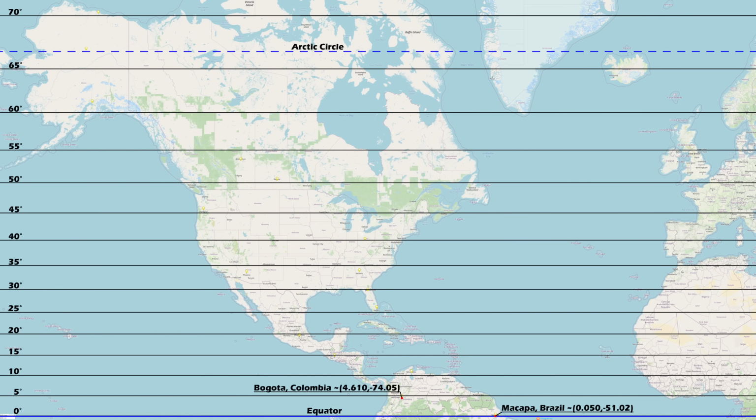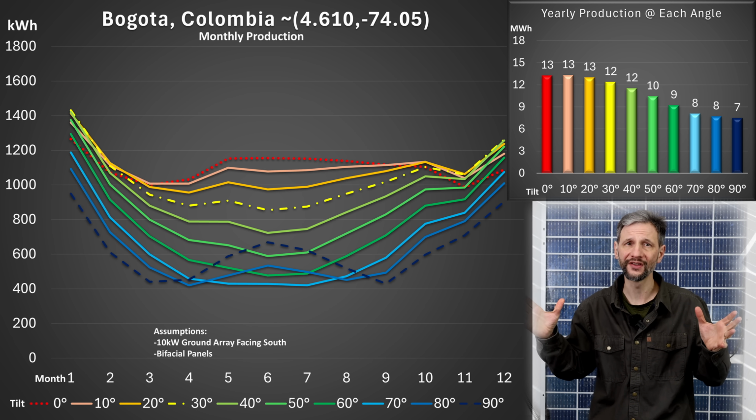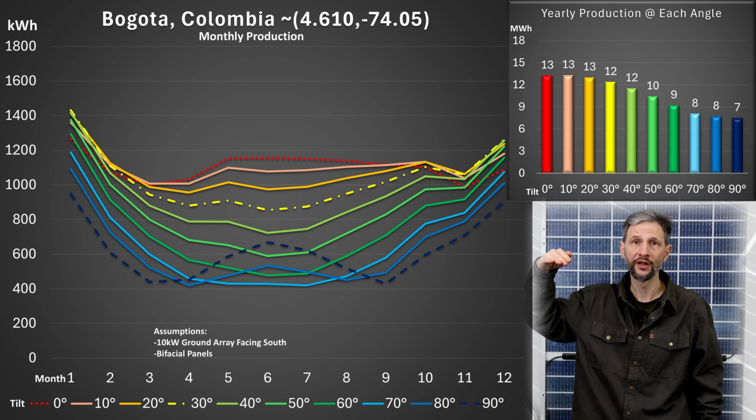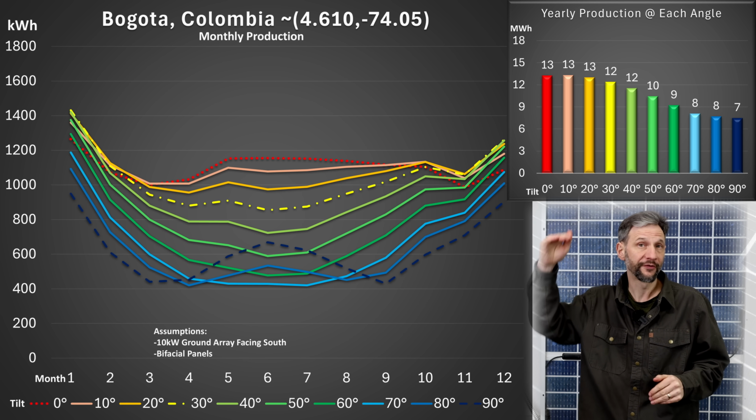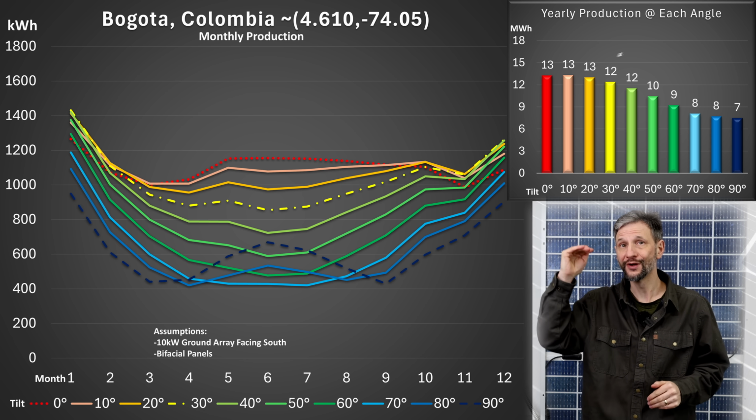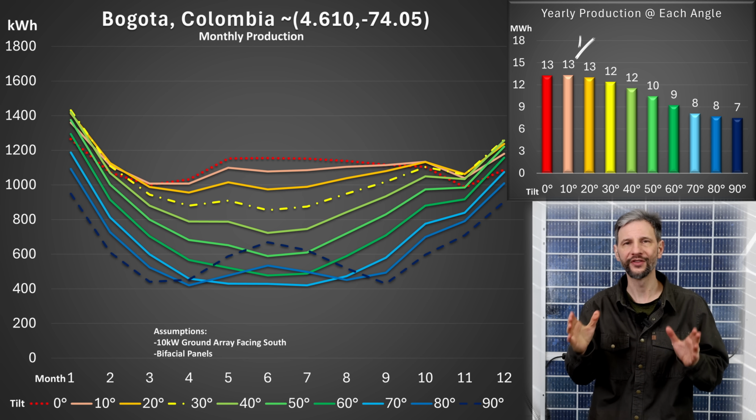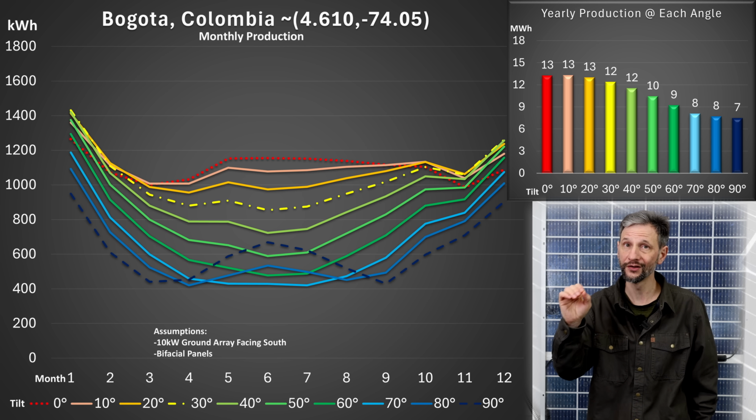Moving up 5 degrees of latitude, the shape of the curve is largely the same, favoring a horizontal panel layout. The total yearly production dropped from 15 megawatt hours to 13 megawatt hours. However, that drop is due mostly to local weather.